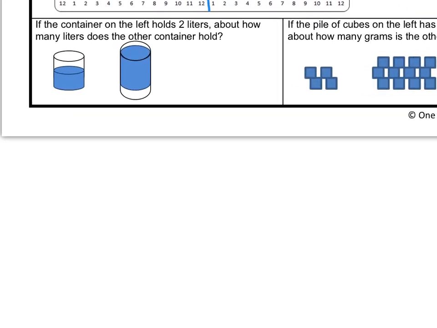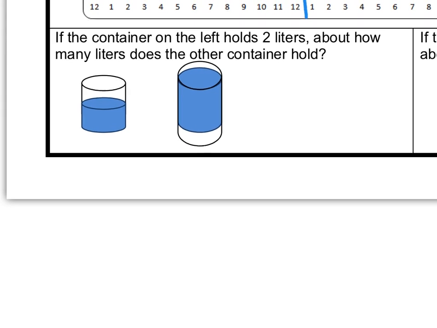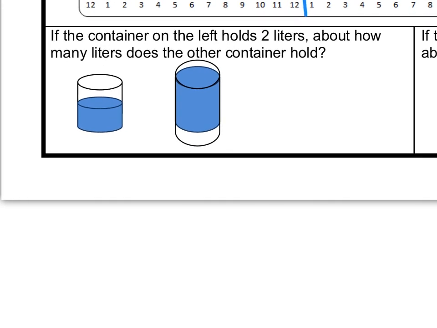All right, we're working on measurement now. We're going to talk about some liquid measurement and some estimation. If the container on the left, that's this one, holds 2 liters, about how many liters does the other container hold? So I would kind of measure, look, from here to here. That looks about 1 set to me. And look, about another set. So 2 here, 2 here.